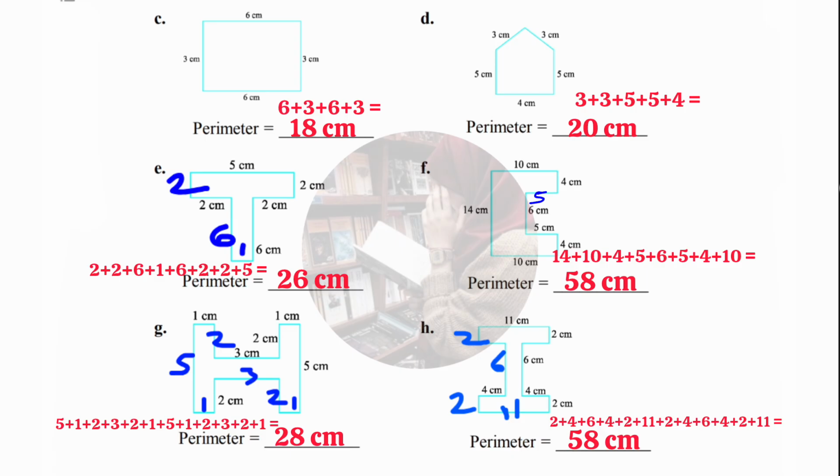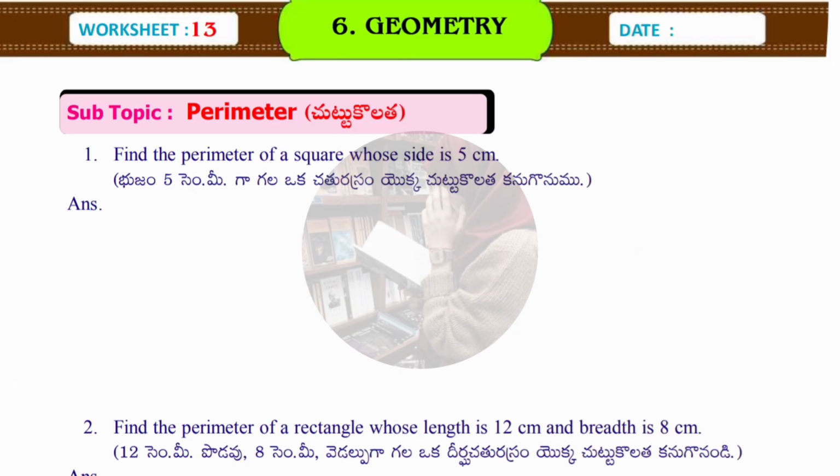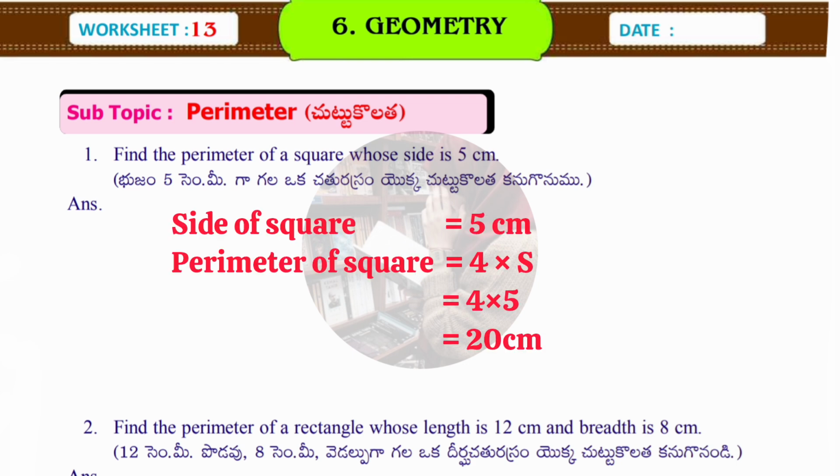Okay, let's move on to the next worksheet, that is worksheet number 13. Here the subtopic is perimeter. Let's see, here some questions are given, we need to solve them. Okay, so the first question is, find the perimeter of a square whose side is 5 centimeters. Okay guys, we all know square means equal sides, means all 4 sides will be equal. Okay, let's see, write down the answer.